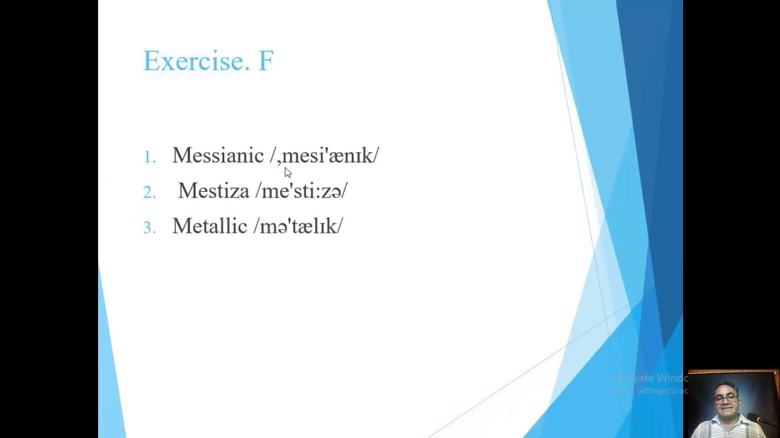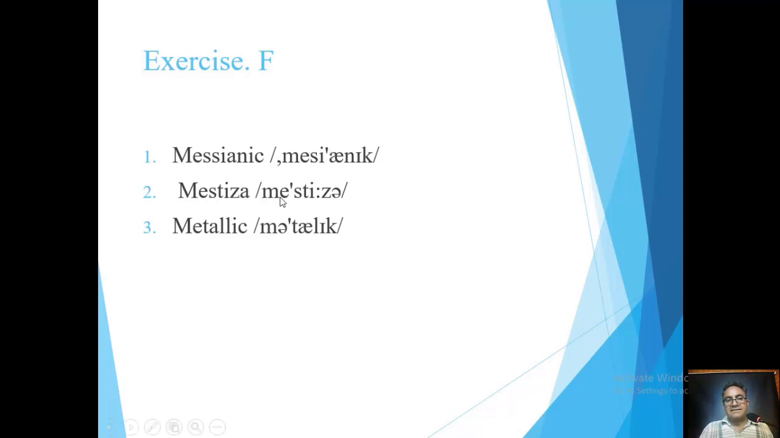Now let's move to exercise F. Look at page 24. They have given a page from a dictionary, and they have given the stress and intonation pattern also. I have selected some words from this page. If you look at them carefully, you will see that primary and secondary stresses are shown. This word is messianic. This is primary stress, and here is secondary stress. Messianic. Say with me, messianic.